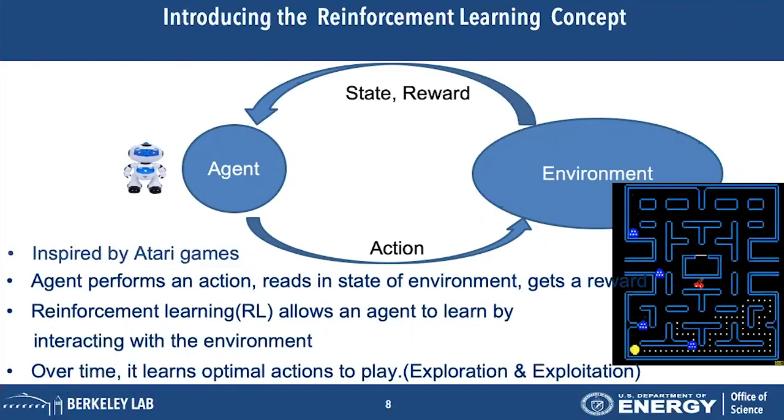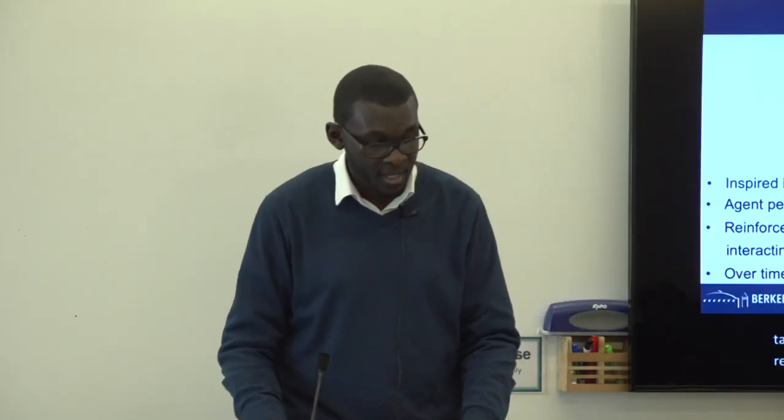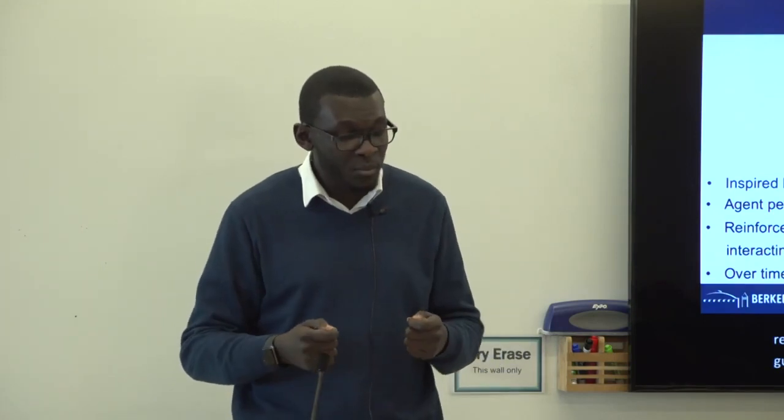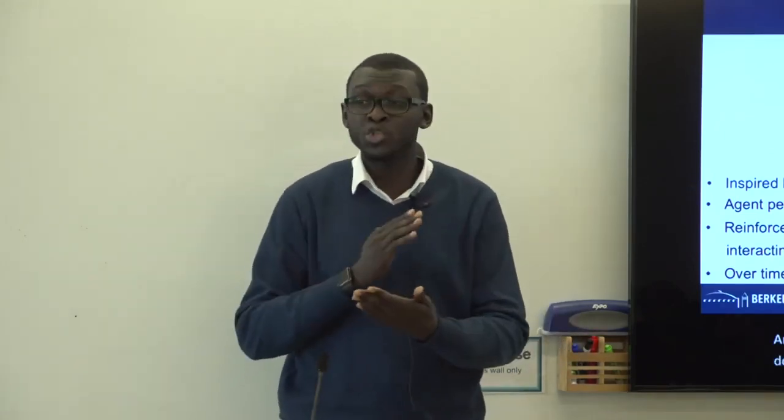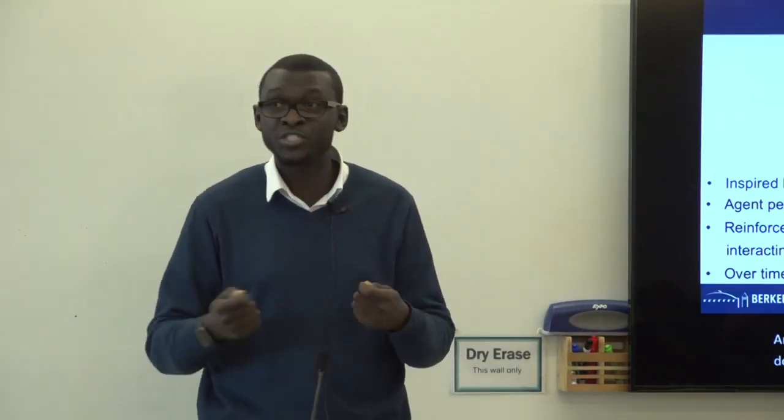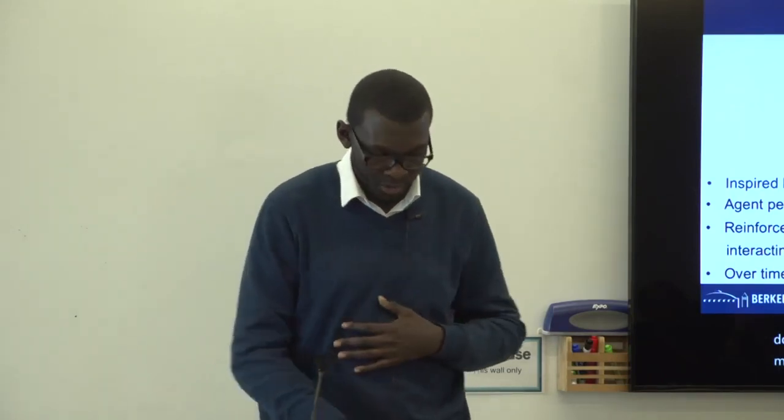So one good thing with reinforcement learning is it allows an agent to learn by interacting with the environment. So as an agent, it takes an action, interacts with the environment, reads in the state, and gets a reward. And this continues over time. And over time, it learns the most optimal actions to play, basically. So when it does that for a very long period of time, it will be able to know what is the most optimal action to take to get the maximum reward.